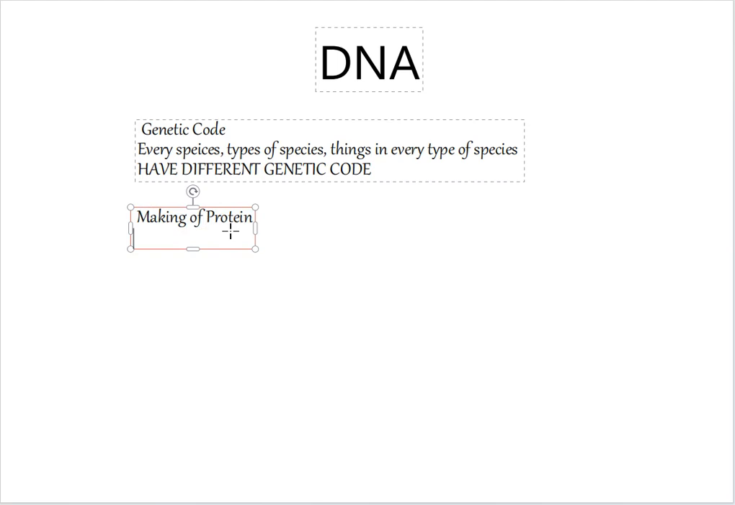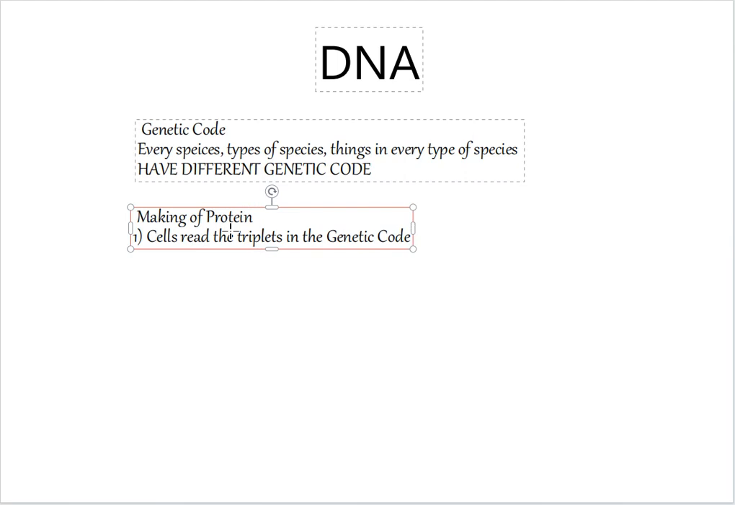So how do you make protein? You know that cells create protein by themselves, yes. But how exactly is that process done? So firstly, cells read the triplets in the genetic code. Triplets are every 3 things in the genetic code.